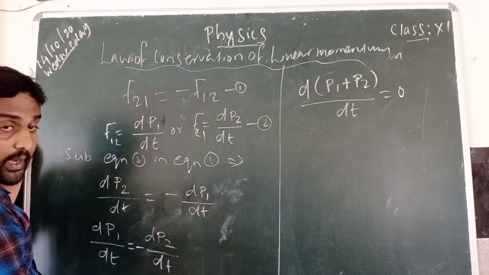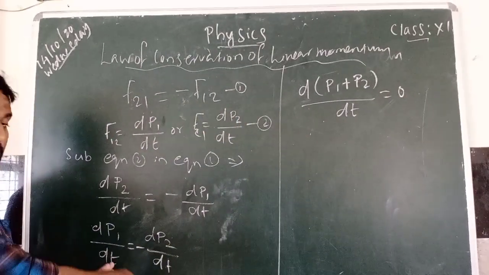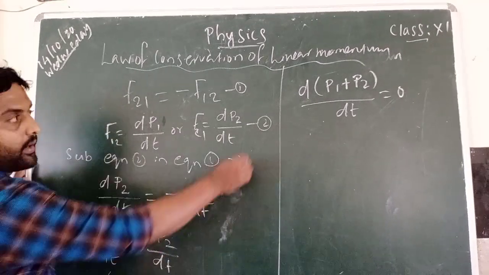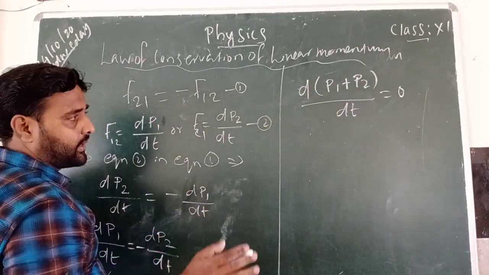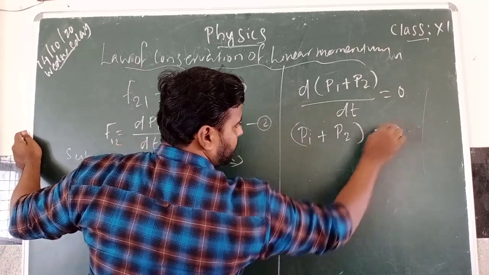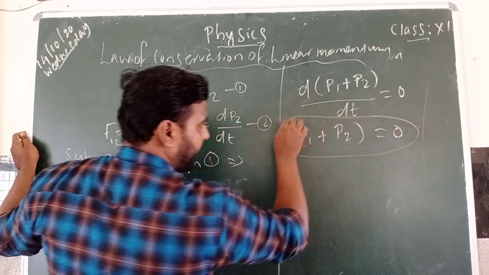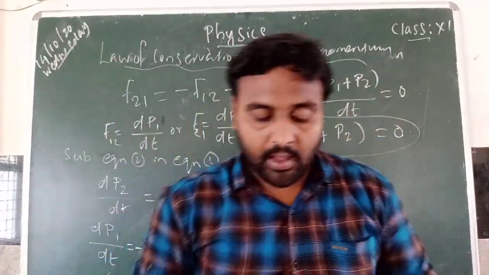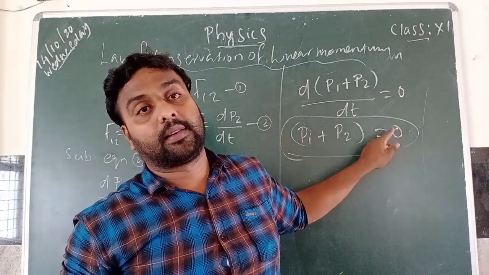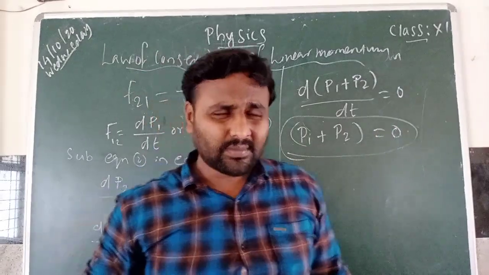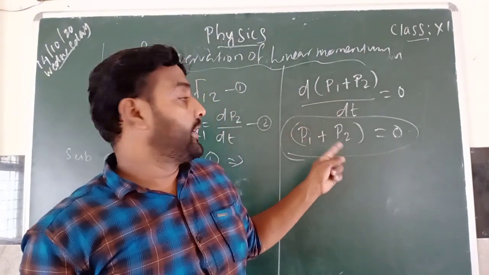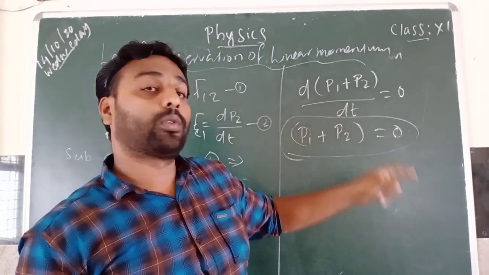Here I have taken d by dt common outside, with P1 and P2 taken separately. So d(P1 plus P2) by dt equals 0. This is what we are saying: the total linear momentum is a constant vector. So from Newton's second law we are proving that the total linear momentum, P1 plus P2, is constant.